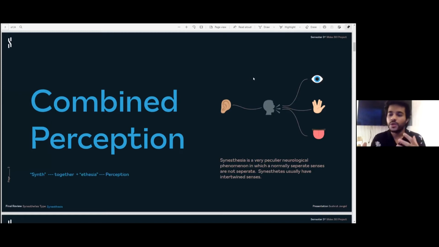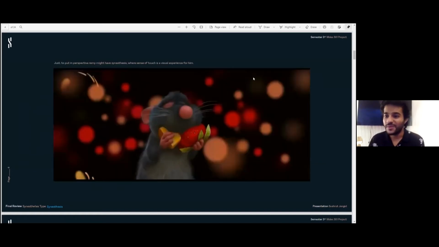So that was going on in their head, and that was the amazing phenomenon that got me thinking about how I can use that concept and introduce it into typography as well. What if a sound can trigger a typography? There could be many applications to it. For example, Remy from Ratatouille might have had synesthesia because he was experiencing visual information of what he was tasting.